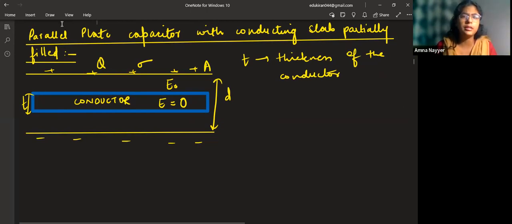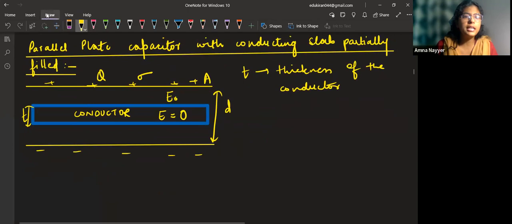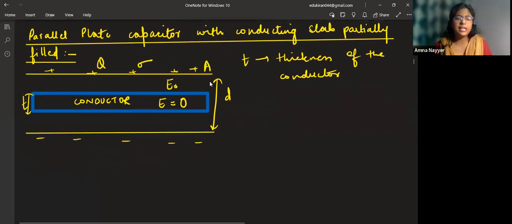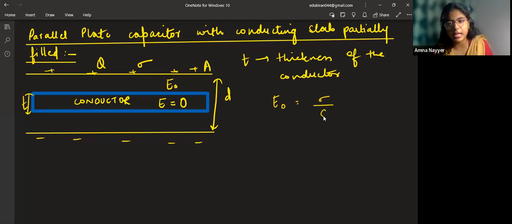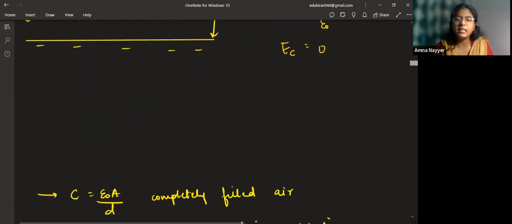So see here, if a conductor is placed, this is a very easy, a very short case. Electric field due to the plates will still be sigma by epsilon naught. But electric field due to the conductor, remember I have told you inside a conductor there isn't any charge. Charge resides on the surface. So electric field inside the conductor will be 0.